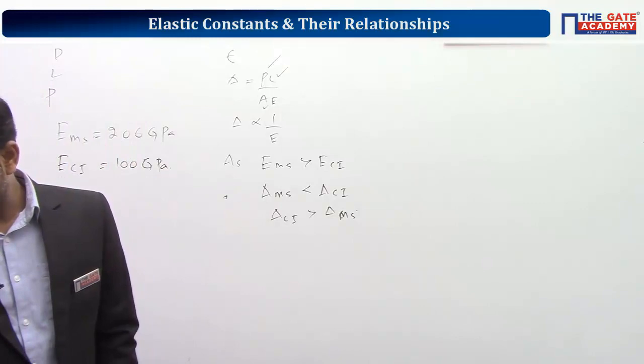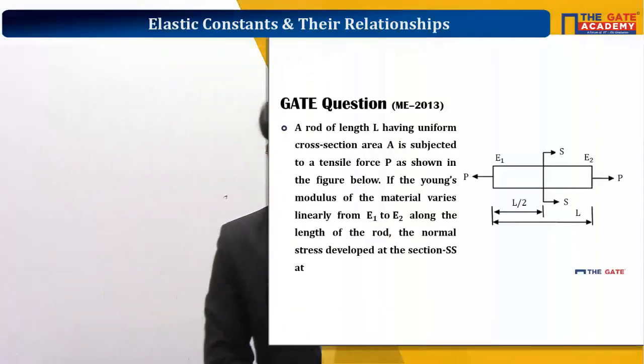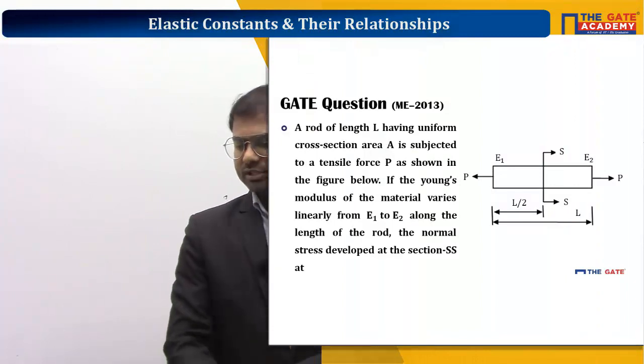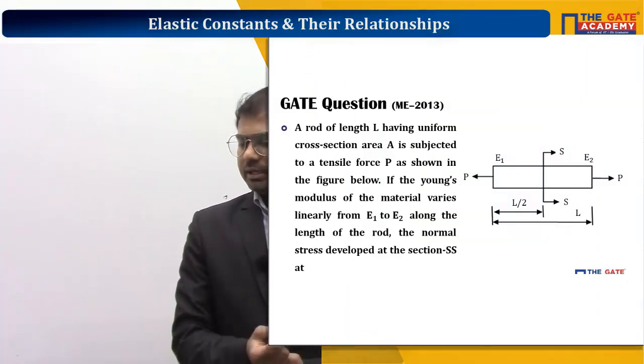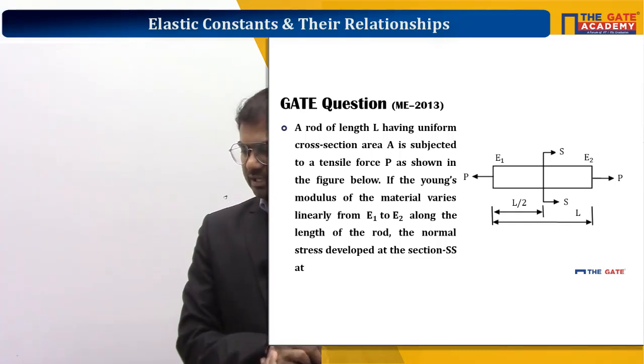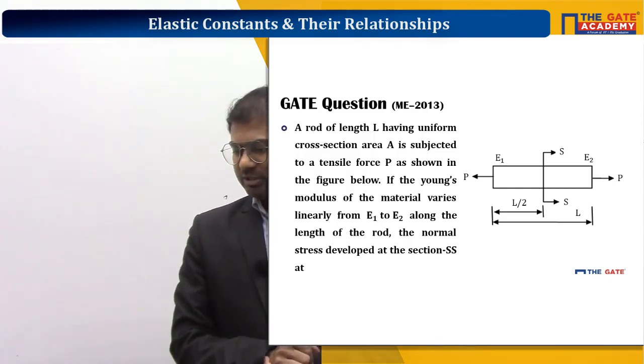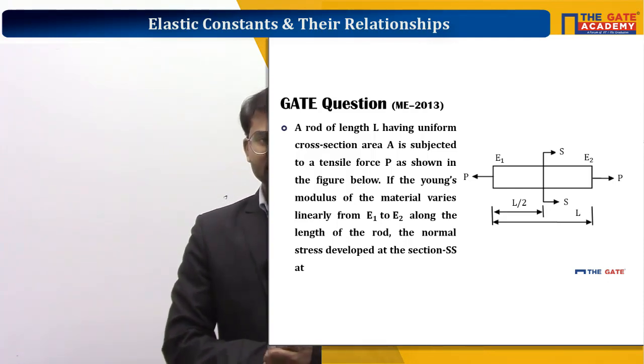Okay, let's go ahead. Here, they have given that a rod of length L having uniform cross-sectional area A is subjected to a tensile force P as shown in the figure below. If the Young's modulus of the material varies linearly from E1 to E2 along the length of the rod, the normal stress developed at the section SS is.